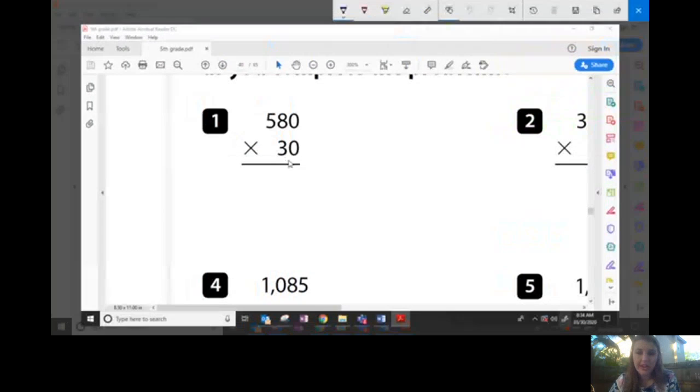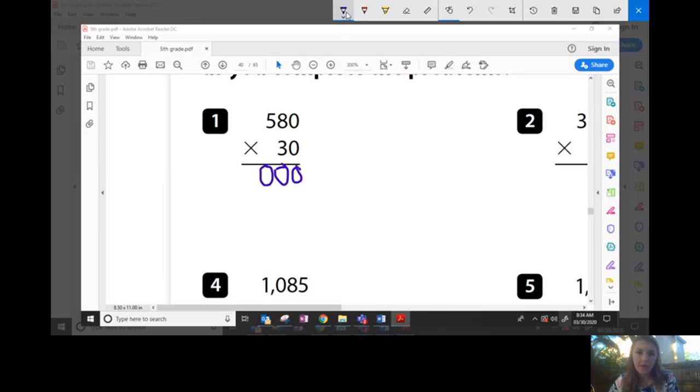All right. So 580 times 30. Just like before, I'm going to start with multiplying my ones times my ones. So 0 times 0, 0. Now my ones times my tens, so 0 times 8, 0, and then my ones times my hundreds. 0 times 5 is 0.